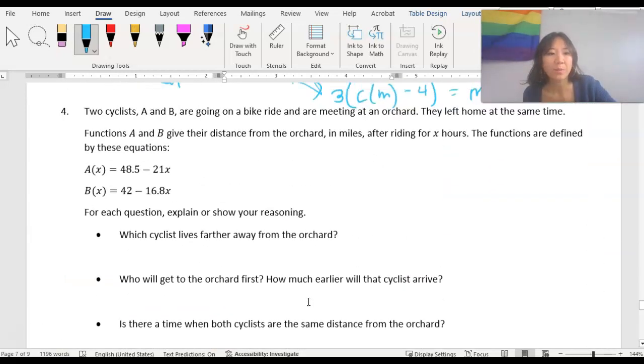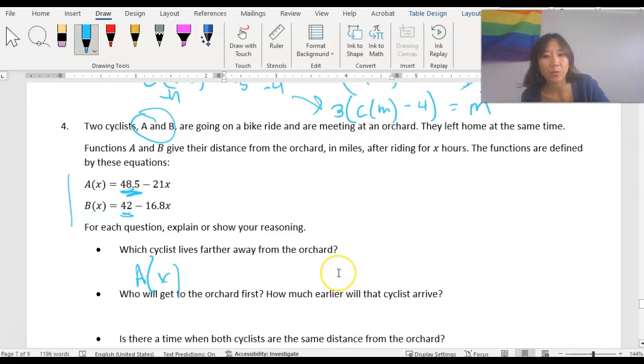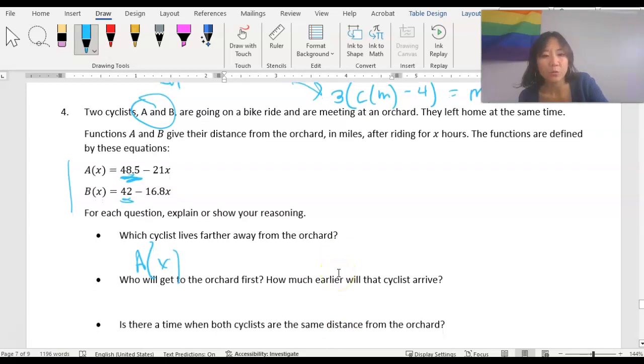All right, and our last problem is two cyclists, A and B, are going on a bike ride and are meeting in an orchard. They left home at the same time. Functions A and B give their distance from the orchard in miles after riding for x hours. The functions are defined by these equations. Which cyclist lives further away from the orchard? So the starting amount is how far away they are from the orchard. So A of x is further from the orchard, right? Because they're starting at 48.5 away. Who will get to the orchard first? How much earlier will that cyclist arrive?